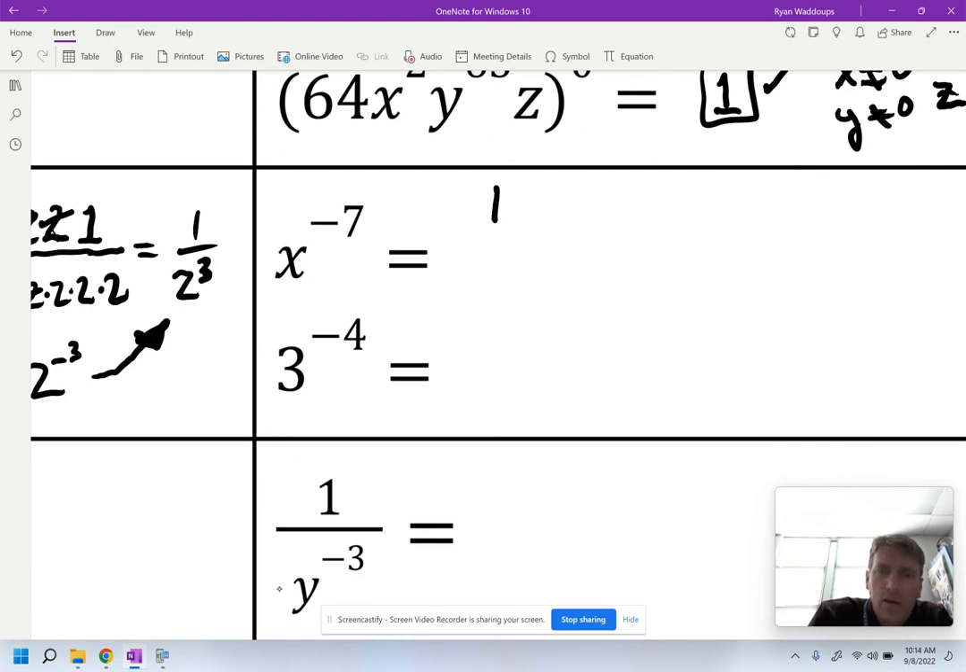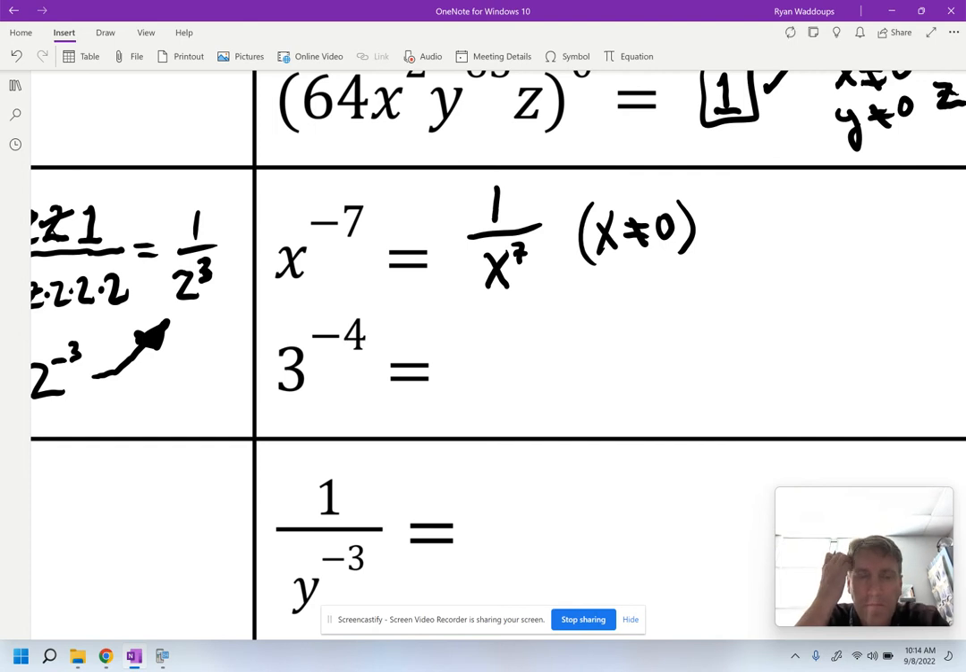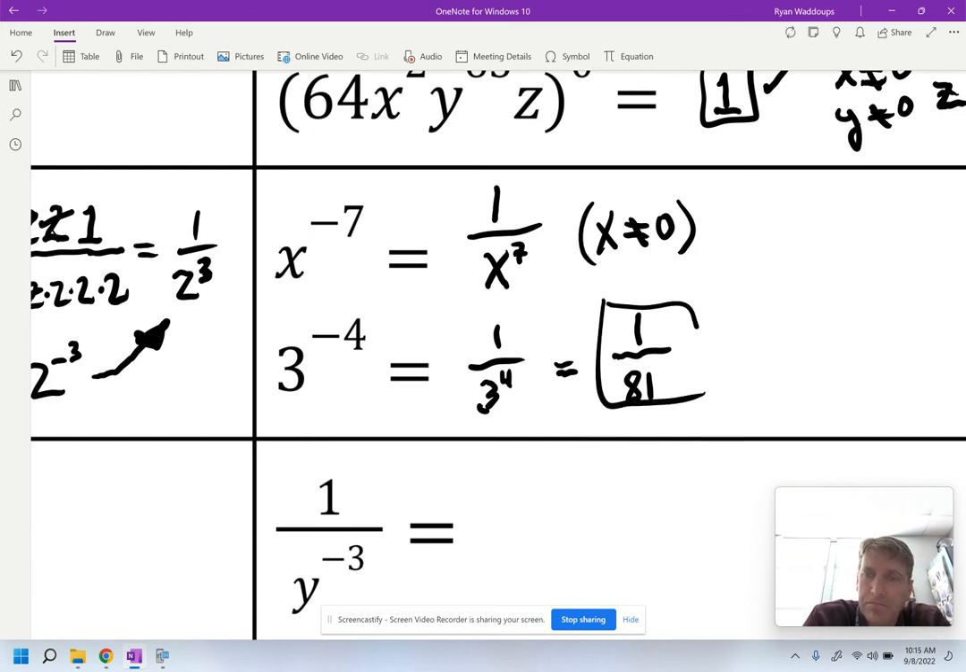X to the minus 7 is 1 over x to the 7th. Again, it's important to note that x cannot be equal to 0. And 3 to the minus 4 is 1 over 3 to the 4th power, which we can evaluate: 3 to the 4th power is 3 times 3 times 3 times 3, 4 times. So that would be 1 over 81. And there's no way 3 can be 0, because 3 is 3. So we don't need to say that like we did in the above example.